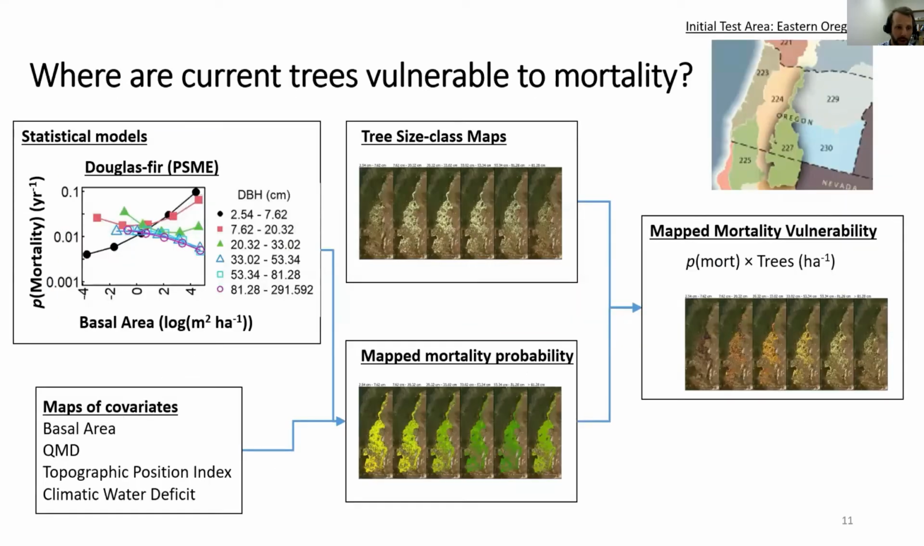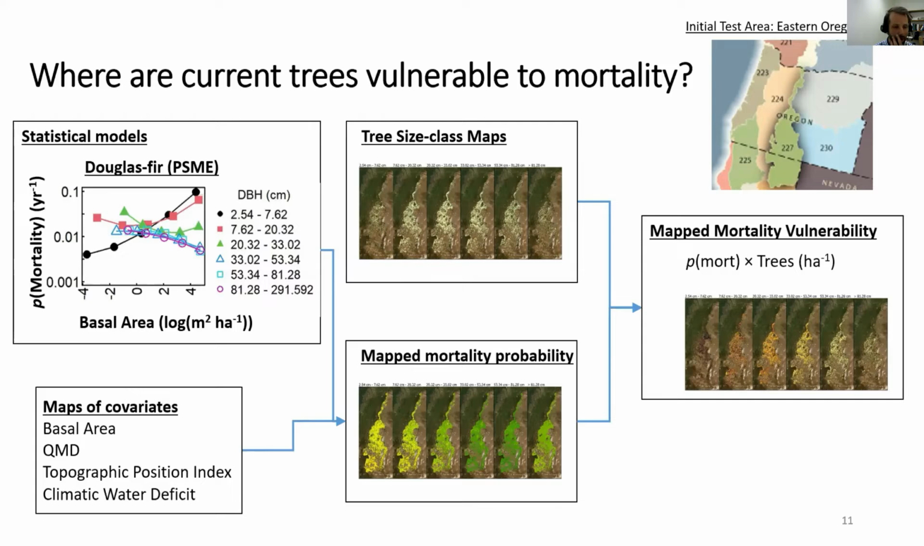So we have these mortality models, again, that I've just blown through very quickly. But the point is that we marry these with maps of the covariates we use in the models to map probability of mortality, and then to map this mortality vulnerability that we generate.